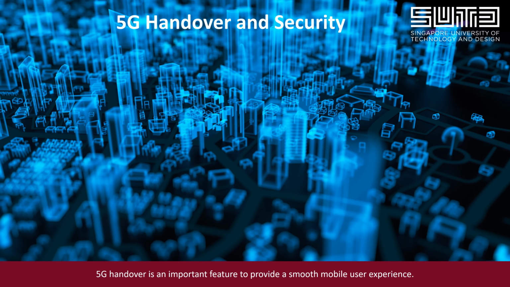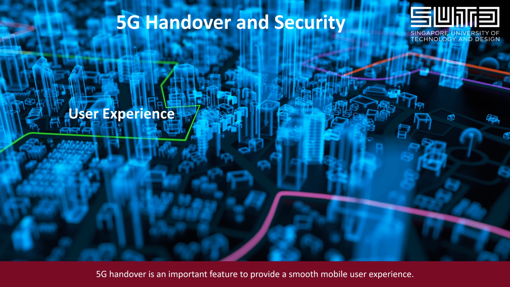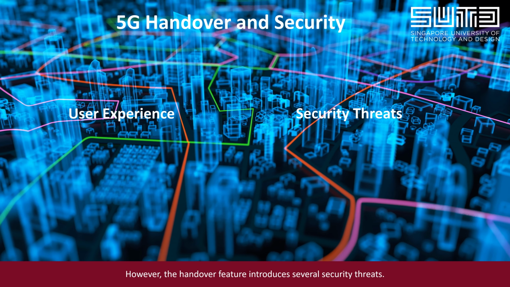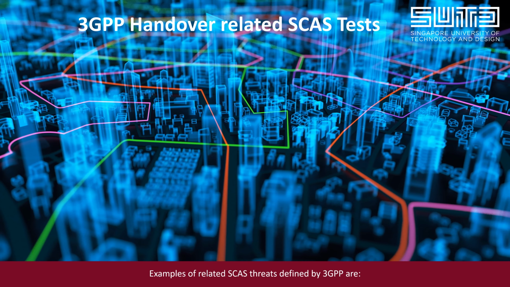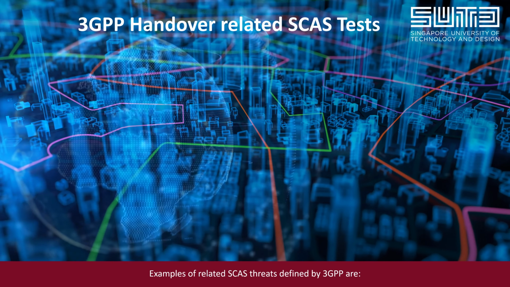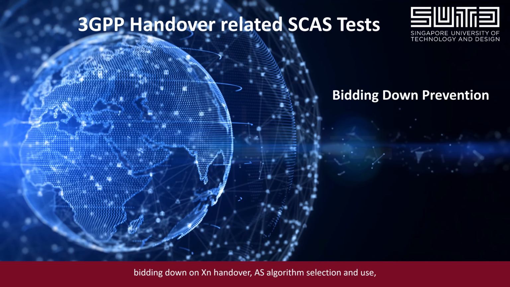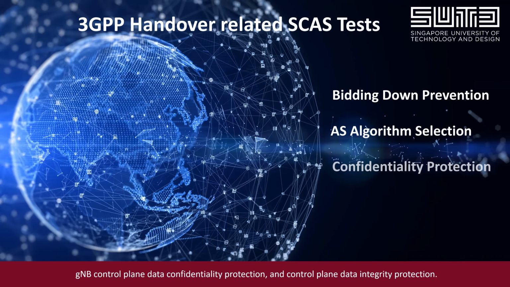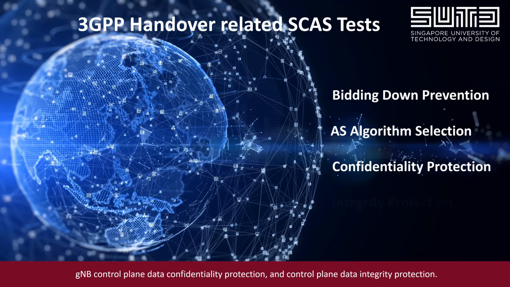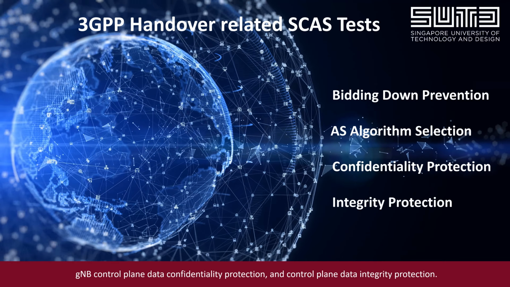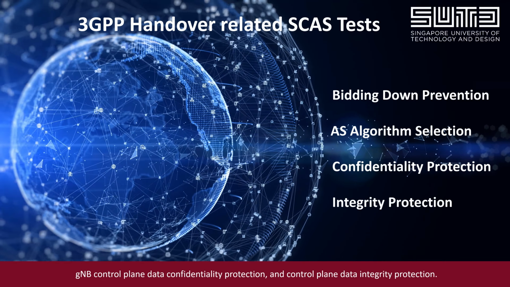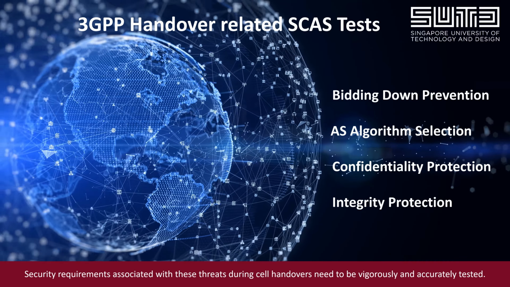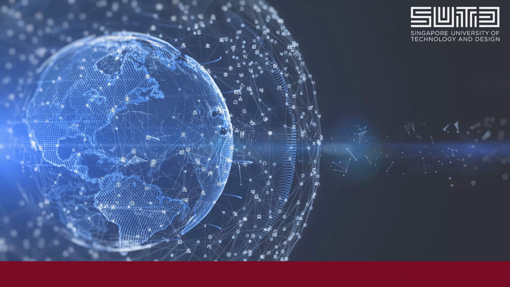5G handover is an important feature to provide a smooth mobile user experience. However, the handover feature introduces several security threats. Examples of related SCAS threats defined by 3GPP are bidding down on Xn handover, AS algorithm selection and use, gNodeB control plane data confidentiality protection, and control plane data integrity protection. Security requirements associated with these threats during cell handovers need to be vigorously and accurately tested.